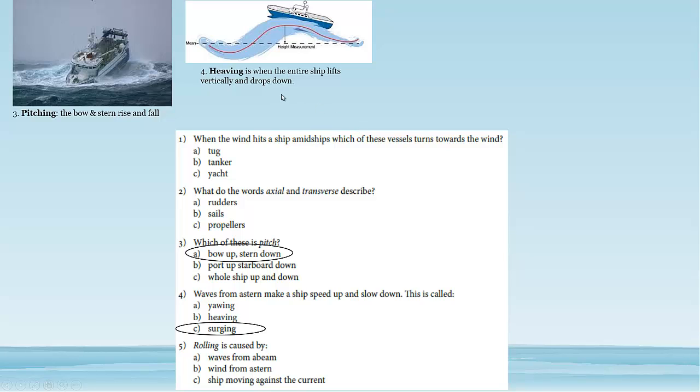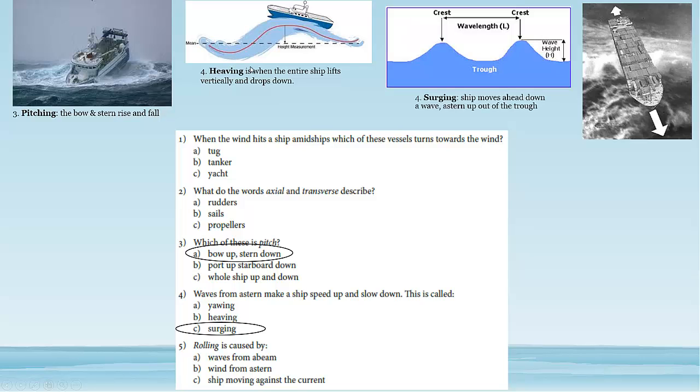Well, heaving, if you remember, is when the whole ship rises up on the top of a wave, and then when it comes down into the trough of a wave, it's going to be going way down. So the whole ship rising and falling is called heaving. So here we have actually a wave. This is the very top, called the crest of a wave, and at the very bottom is called the trough of a wave.